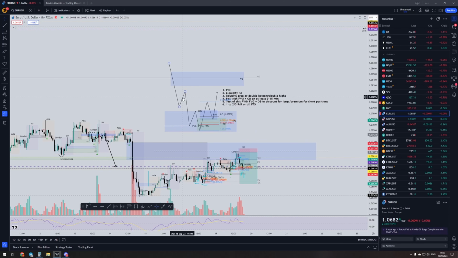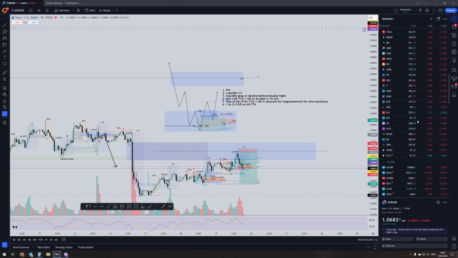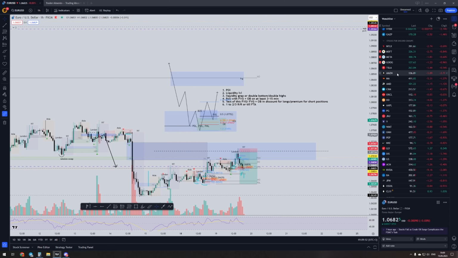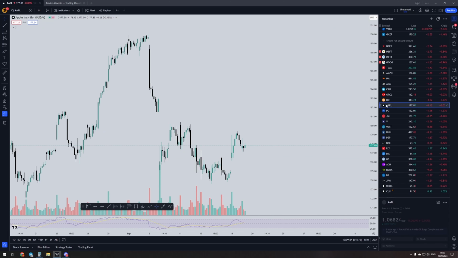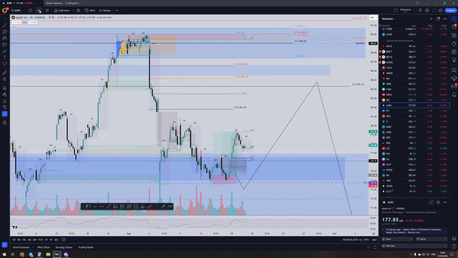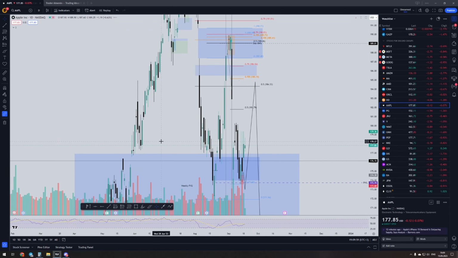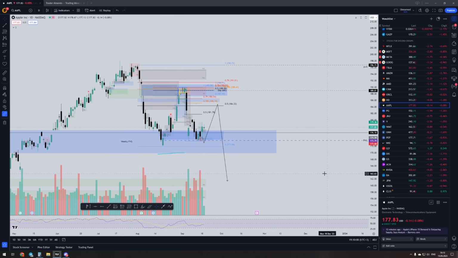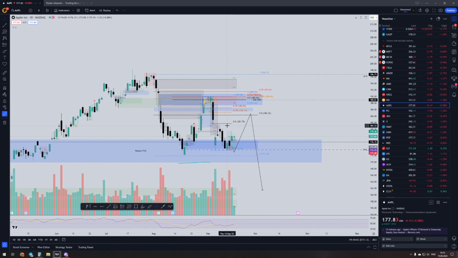It has an insane high win rate. Now let's talk about the second strategy. I want to show you it on Apple. For this strategy, I'm using high time frames, so daily, weekly, 4 hours. So maybe 1 hour sometimes.